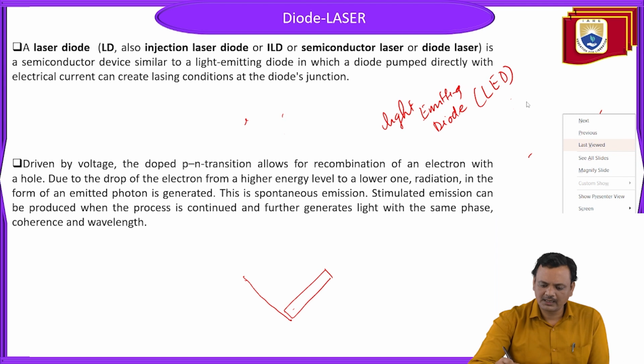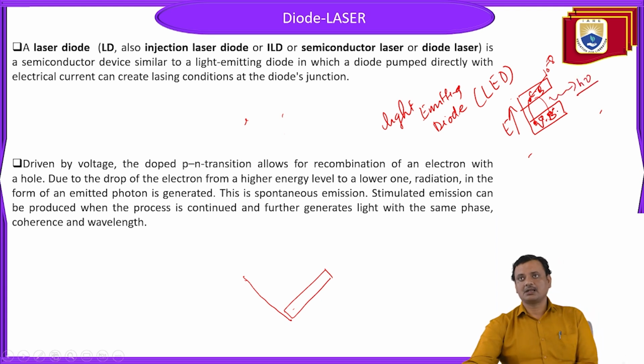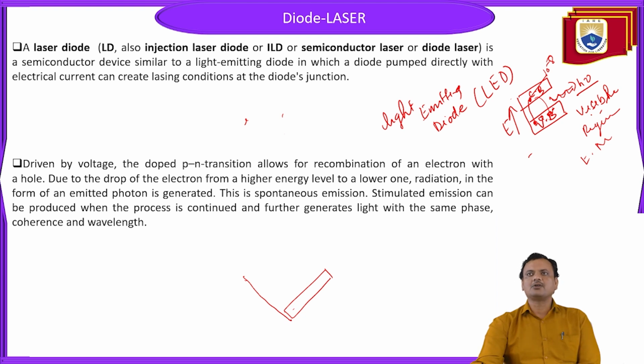So what happens in an LED? In a semiconductor there are a valence band and a conduction band. Normally the electrons reside in the valence band, and if they get any kind of energy, they reach the conduction band. They stay there for up to 10 to the power minus 8 seconds, and after that time period they return back to the valence band. While returning they emit energy, they emit radiation, and if this radiation falls in the visible region of the electromagnetic spectrum, you will see that radiation in the form of light.